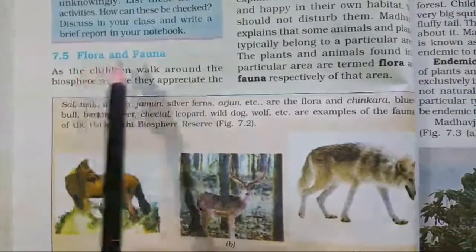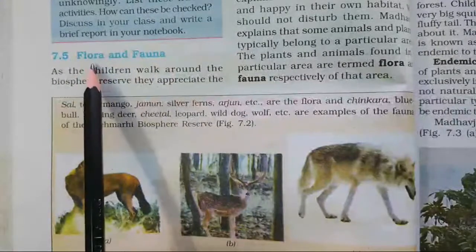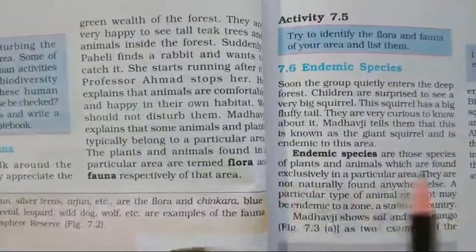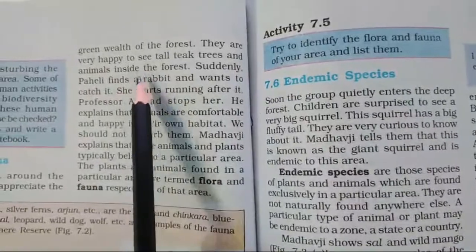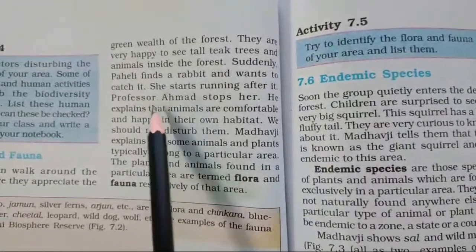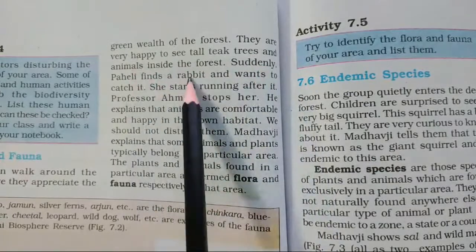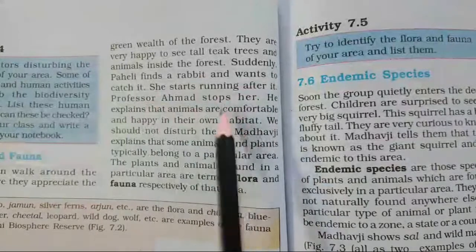So flora and fauna. The word flora is derived from, you can say, flowers, and fauna is the animals. So here the green wealth of the forest, they are very happy. This is a description that children are going to the forest and they are happy to see all the trees and the animals inside. They find a rabbit and want to catch it. She starts running and then stops.